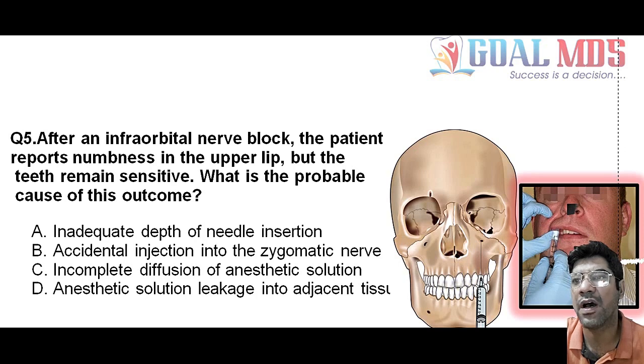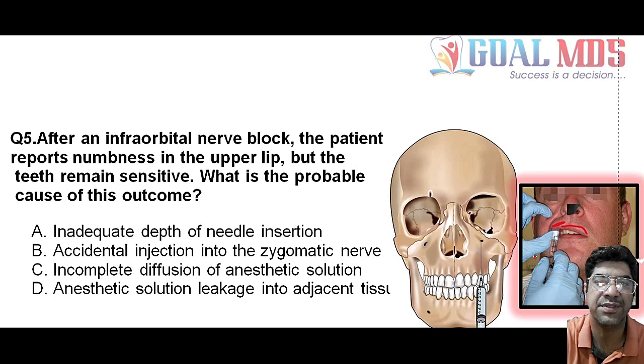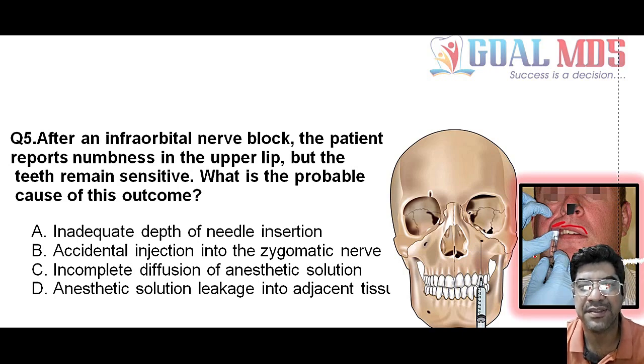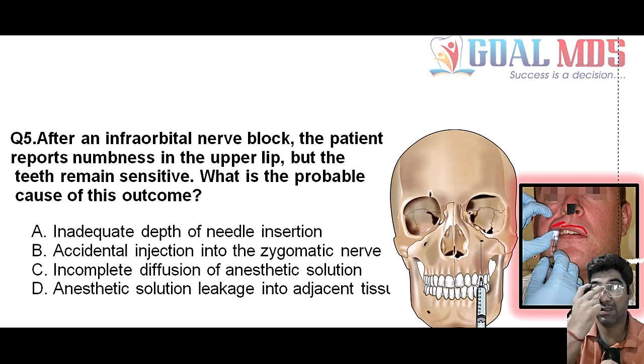After an infraorbital nerve block, the patient reports numbness in the upper lip, but the teeth remain sensitive. So what could be the cause? The answer is C. When the patient reports numbness in the upper lip but sensitivity in the teeth after an infraorbital nerve block, the cause is incomplete diffusion of the anesthetic solution.